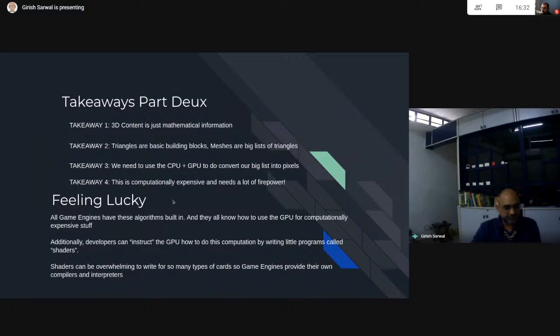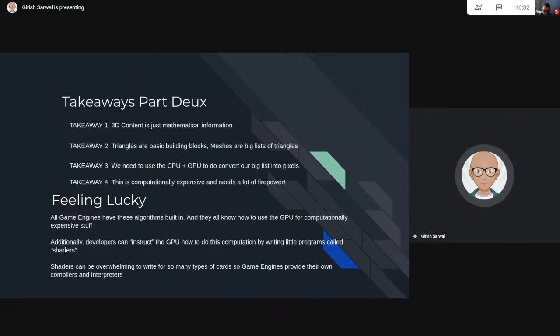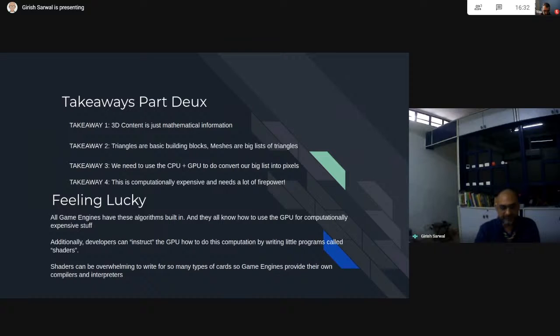For the purpose of our convenience, most game engines available today have all of these algorithms built in. We do have to do a little bit of work to wire things up together, and that would be one of our discussion points in today's meetup. All these engines know how to use the GPU for computationally expensive stuff. So our job is just to advise the GPU or hint the GPU on how to do things, and then we just let it work on its own.